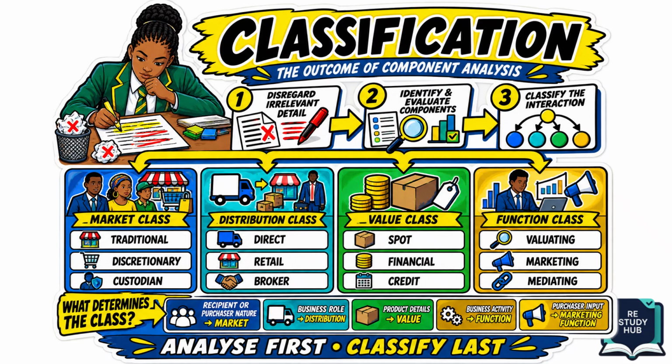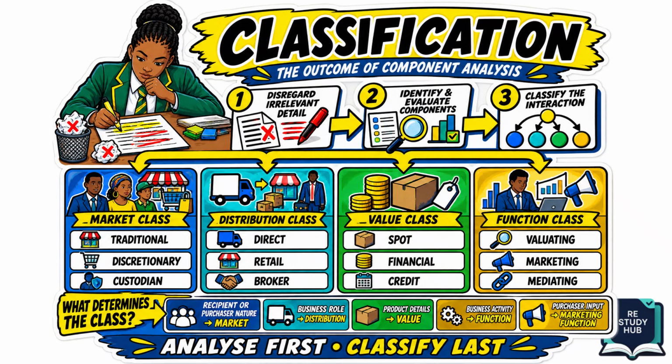There are 4 primary classes. Market class can be traditional, discretionary, or custodian. The distribution class may be direct, retail, or broker. The value class may be spot, financial, or credit. The function class may be valuating, marketing, or mediating. You do not simply choose a class. Your evaluation outcome determines it.